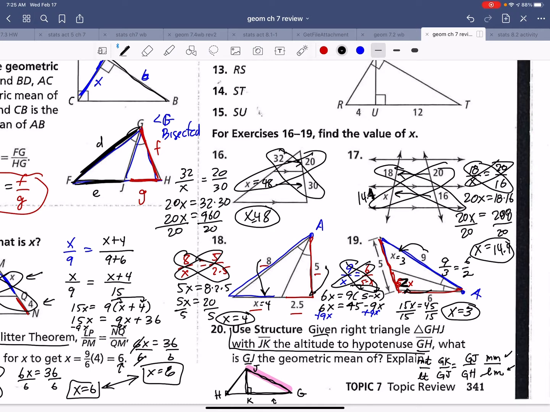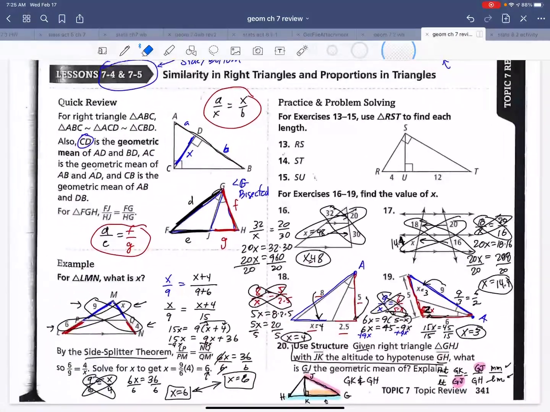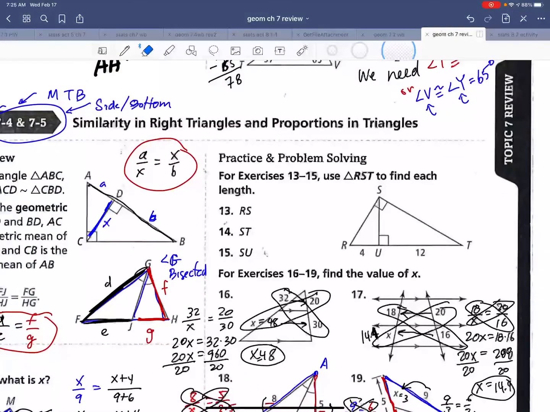So what is GJ the geometric mean of? It is the geometric mean of GK and GH. Let's take a look at that. We know that GK and GH, notice the pink length is somewhere between the orange and the blue length. So technically there's 3 geometric means. We like to focus on the one that's the altitude, but there are 3 different geometric means. Okay, now I skipped them, but we're going to go back to 13, 14, and 15.